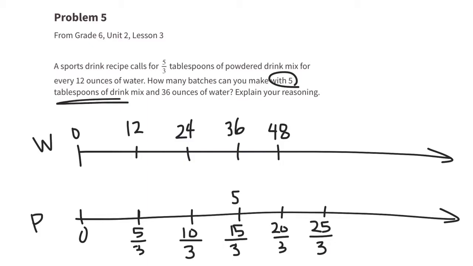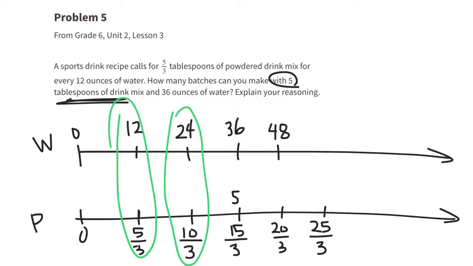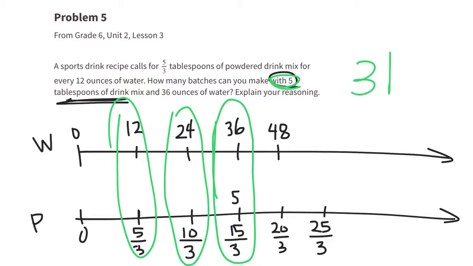Look at that, 5 tablespoons. So there is our 5 tablespoons. It's right here. Look at that. I don't know what I was thinking. So there's our 5 tablespoons. So 0 batches, and then we have 1 batch, 2 batches. Here are our 3 batches, which is our 5 tablespoons of powder. So it turns out we can make 3 batches.